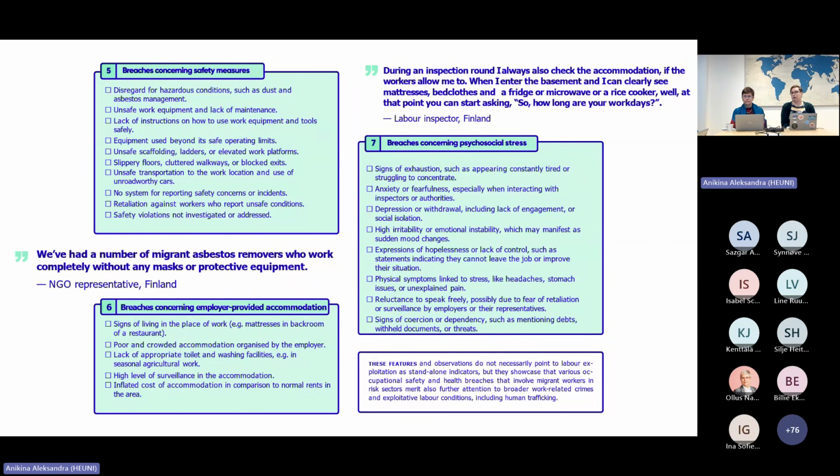So obviously, these features and observations themselves do not necessarily point to labor exploitation as standalone indicators, but they do showcase that in various occupational safety and health breaches that involve migrant workers in risk sectors, really they merit also further attention to this issue of broader work-related crimes and exploitative labor conditions, and in certain cases also including human trafficking for the purpose of forced labor.